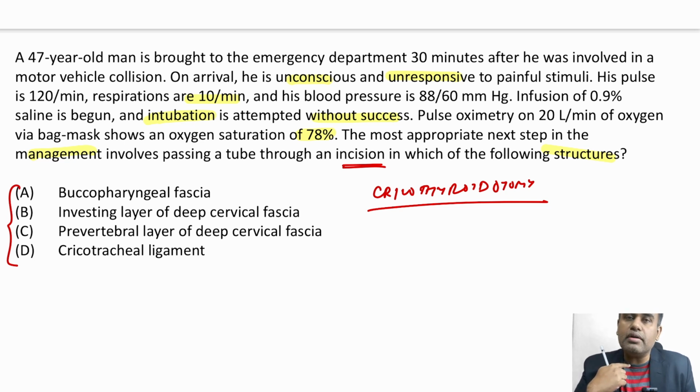Below the thyroid, you have the cricoid. Between thyroid and cricoid, you have the cricothyroid membrane. You have to enter through that. So there you have to cut, obviously, some structures. What structure you have to cut? That is the question. Now, the options are buccopharyngeal fascia.